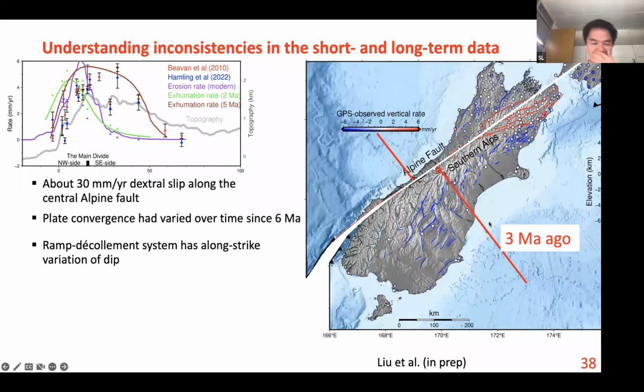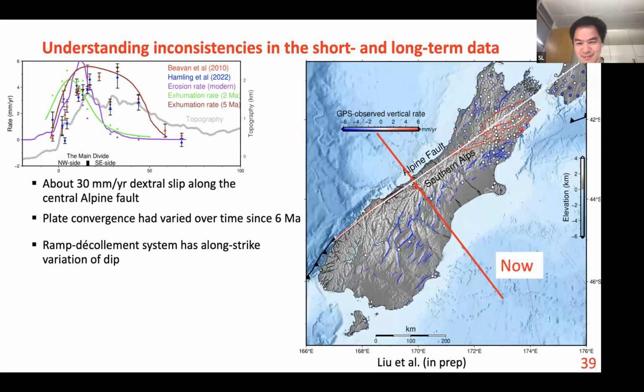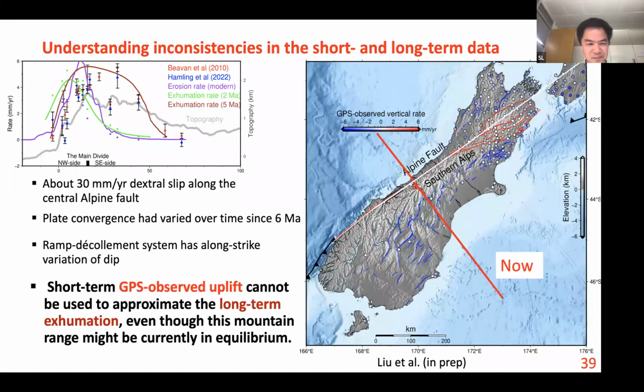million years ago. And at that time, the plate convergence was different from the convergence at the current position. And also, in fact, the surface processes also varied a lot during this time period.